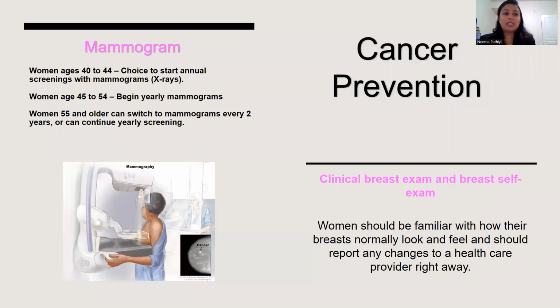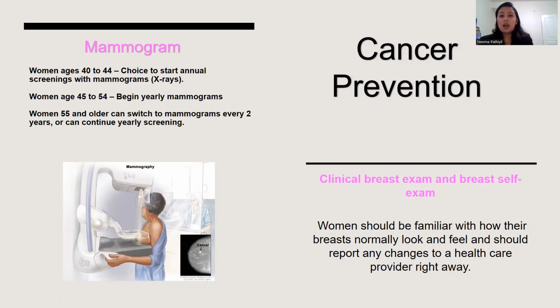How can we prevent breast cancer? Mammogram is the primary preventative and screening method in breast cancer. If you have a family history, then you may start 10 years prior to the age that your family member was diagnosed with breast cancer. The American Cancer Society recommends starting screening at 45 with yearly screenings, and above 55 you can switch to 2-year screenings.